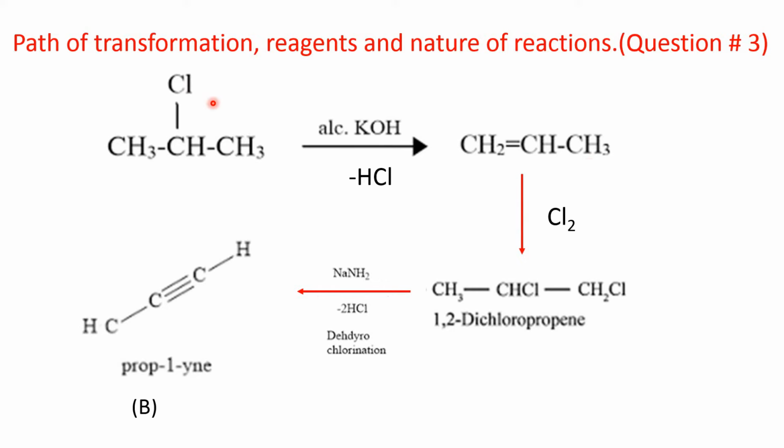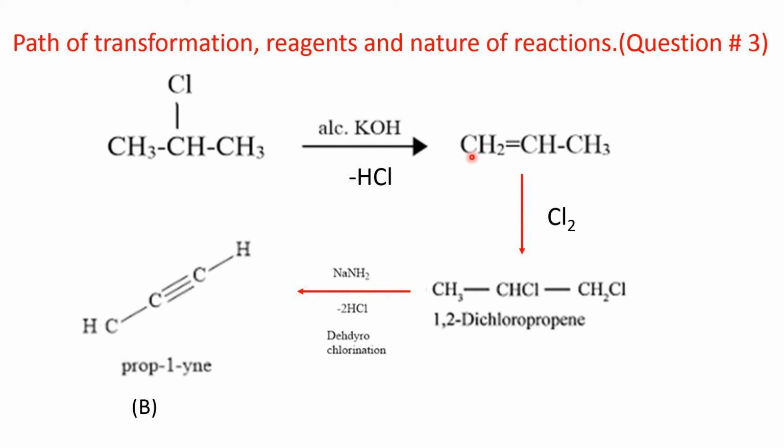So this alkyl halide, when treated with an alcoholic solution of alkali, say potassium hydroxide, beta elimination takes place. That is, this halogen and one hydrogen atom of the beta carbon atom are removed as hydrogen chloride, and the alkene is formed. Here the alkene is propene. In the sequence, the next reaction was addition.